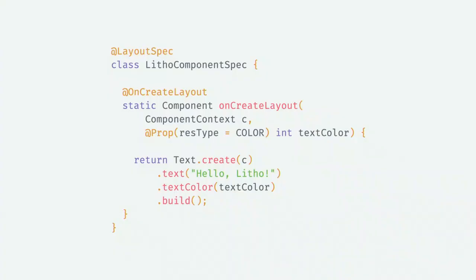One example here is Litho, which is another open source project that we built at Facebook. With Litho, you would just define how the layout should look, and then the framework would figure out all the rest. In this case, you would just say, I want to have a text which says hello Litho, with a given text color value, and I don't care how anything works under the hood.